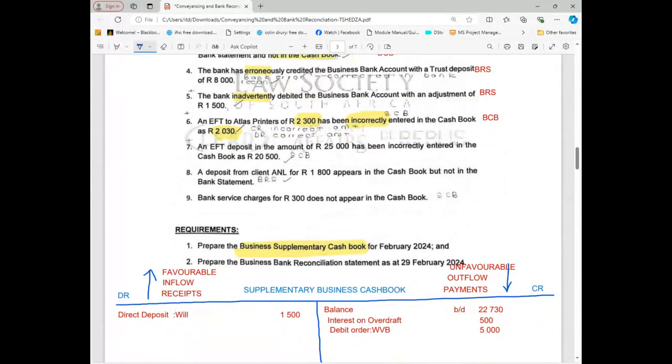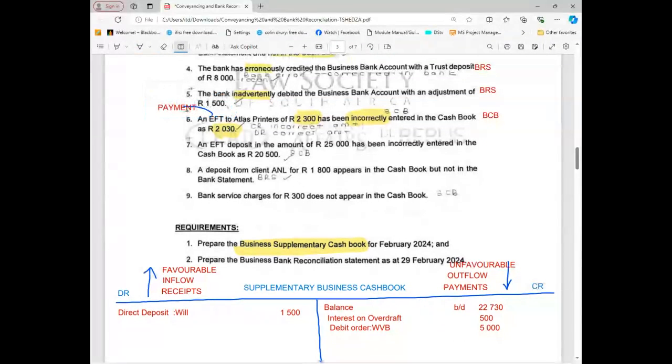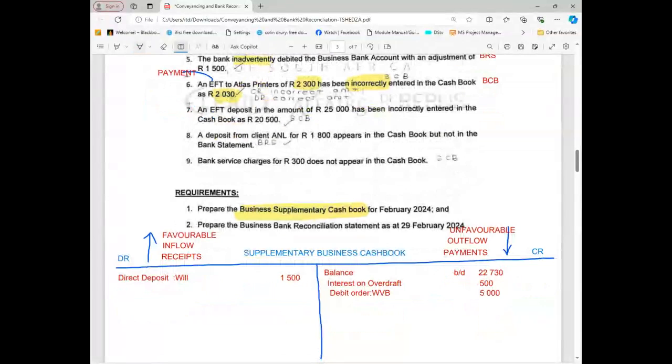Remember this was an EFT. This EFT is like a payment. We're paying someone, we're paying Atlas, which was a payment. So when they made the payment, under which side did they record it, credit or debit? They went to the credit. It was an outflow. So for me to cancel it, I must record it on the opposite side to correct it.